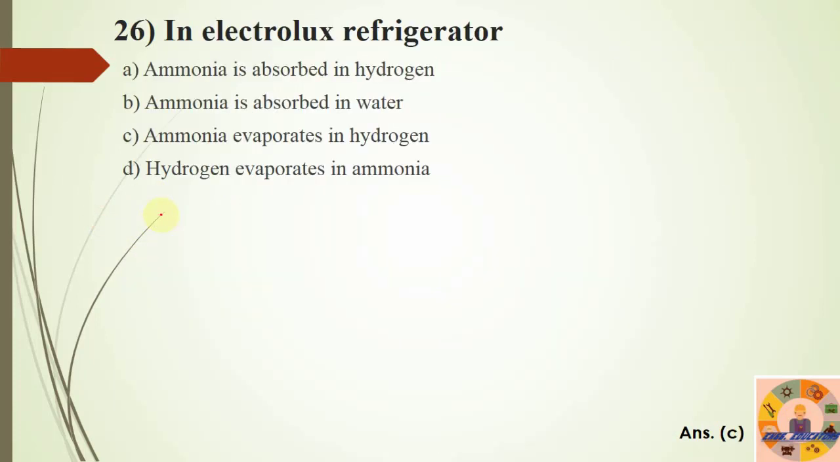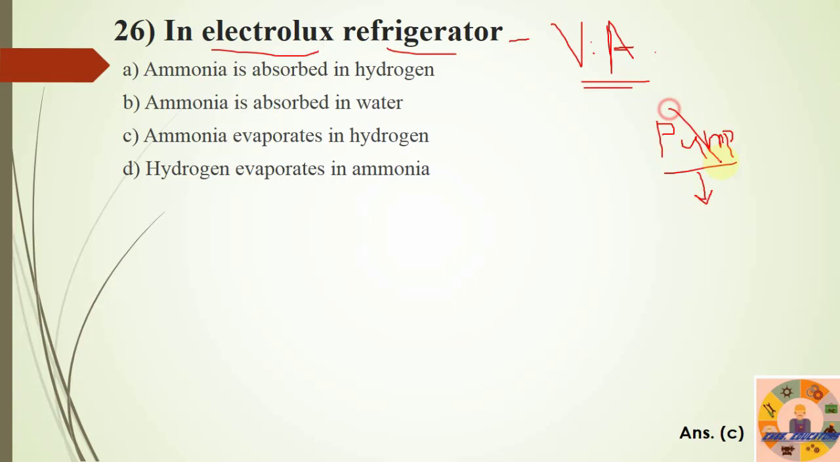Next question is, in Electrolux refrigerator, option A, ammonia is absorbed in hydrogen, option B, ammonia is absorbed in water, option C, ammonia evaporates in hydrogen, and option D, hydrogen evaporates in ammonia. So we know Electrolux refrigeration is a type of vapor absorption system, and it doesn't require a pump. That means the refrigeration system becomes noiseless.